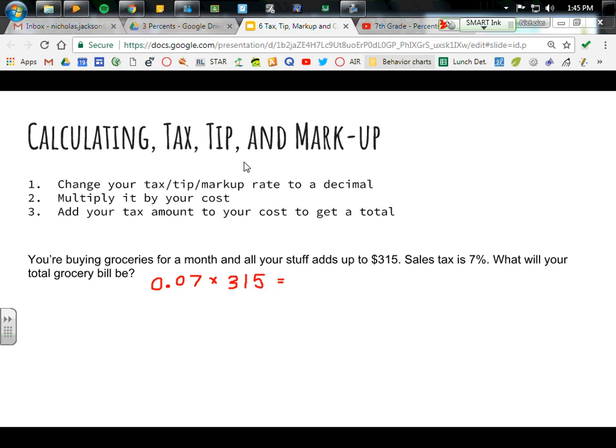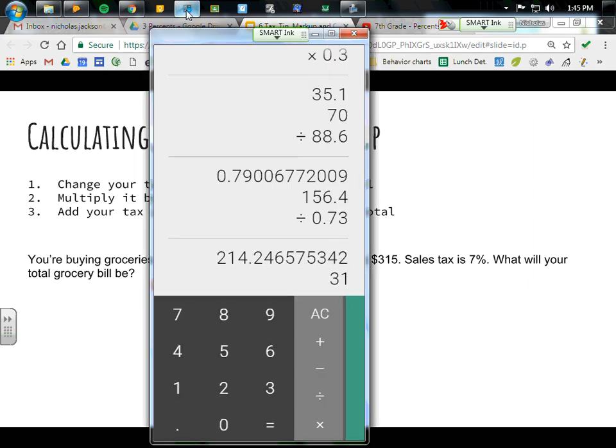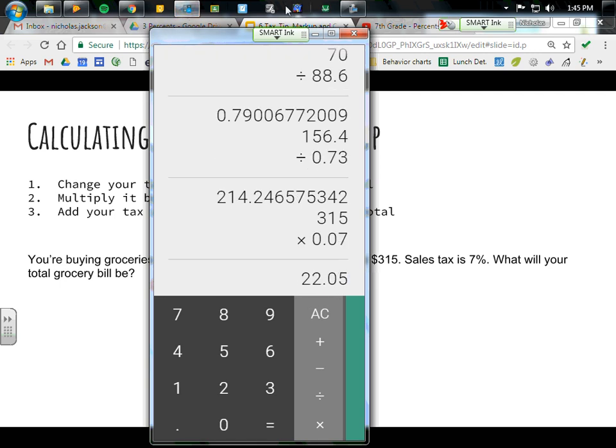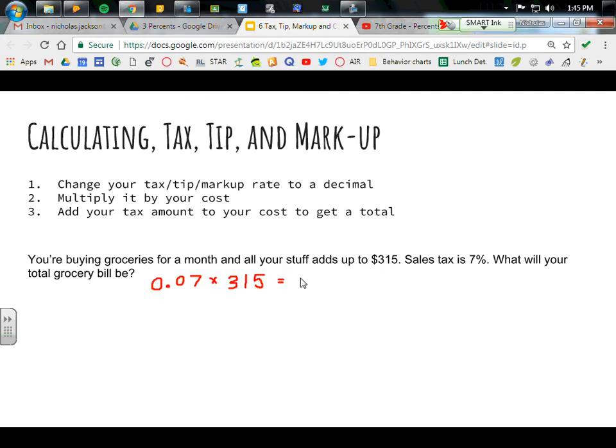All right, which is going to give you $22.05. Finally, we're going to add that to our cost to get our total amount. So $22.05 plus 315 is going to give us a grand total of $337.05.